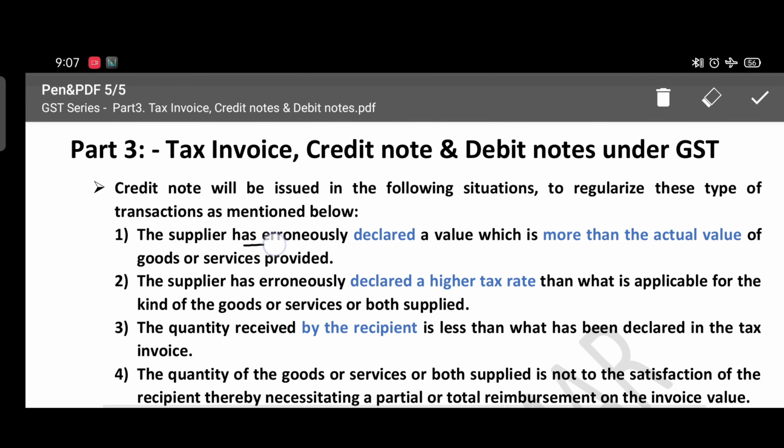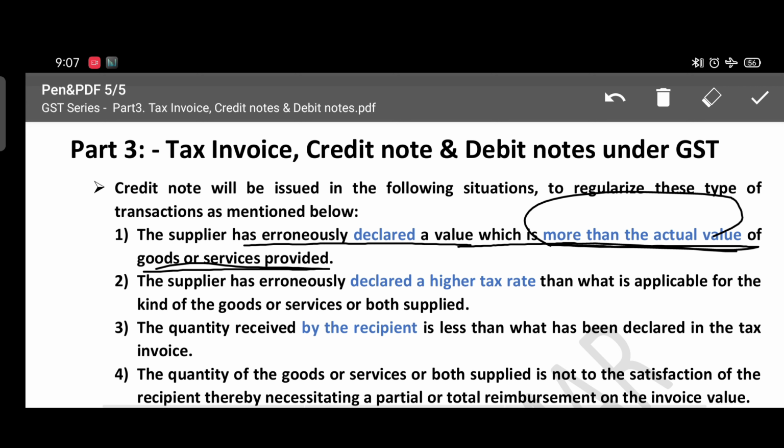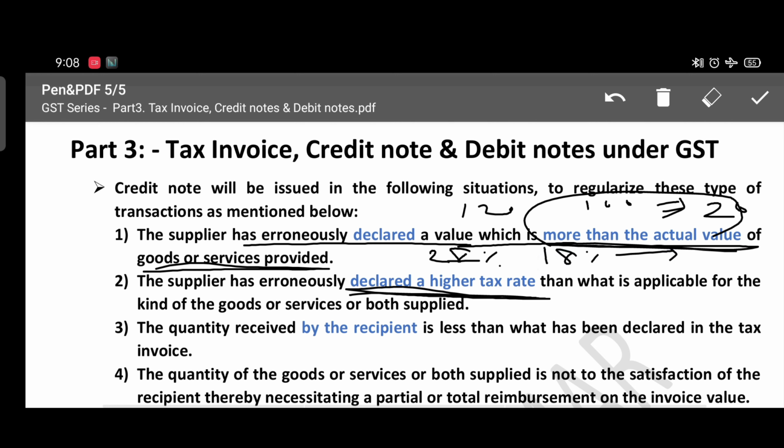The supplier has erroneously declared a value which is more than the actual value of the goods or services. In the example, he has issued 120 instead of 100, then he will issue a credit note for 20 rupees to reduce the tax liability. And the supplier erroneously declared a higher rate of tax. Suppose he has issued 28% instead of 18%. Then he has to issue a credit note for the difference of percentage to reduce the tax liability.